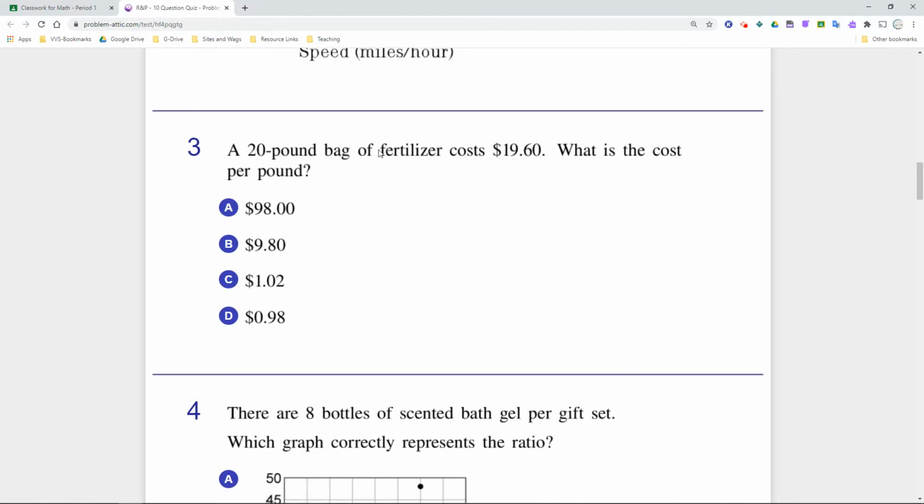Question 3. A 20-pound bag of fertilizer costs $19.60. What is the cost per pound? A, $98, B, $9.80, C, $1.02, or D, 98 cents. A 20-pound bag of fertilizer costs $19.60. What is the cost per pound?